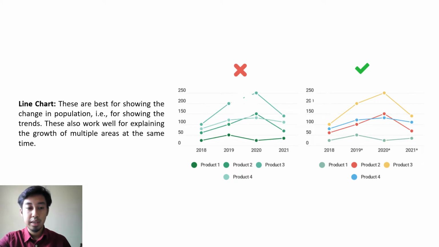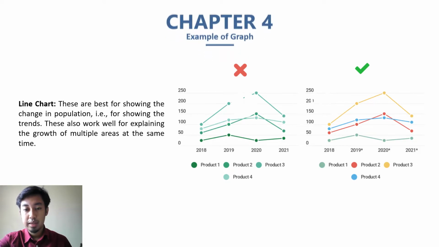And then you have a line chart here. These are the best for showing the change in population, for example, for showing the trends. Okay, they also work well for explaining the growth of multiple areas at the same time. Okay, maybe some of you use this line graph.